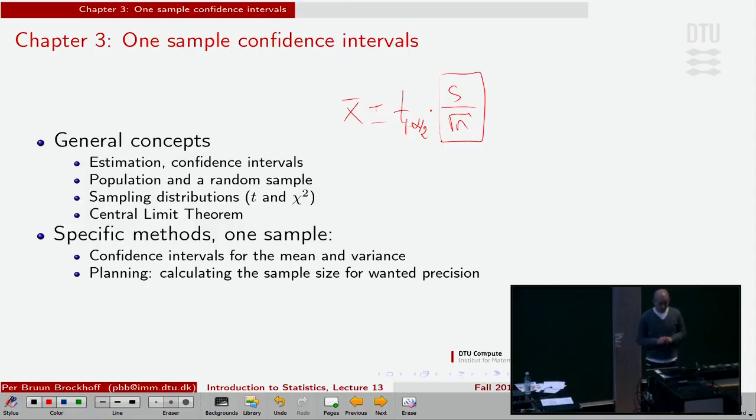A confidence interval is a tool which, if we use the standard 95% confidence interval, from time to time will include the true value, that is the true mean. In this case, it's a confidence interval for the mean mu in 95% of all cases. That's the classical long-term frequentist interpretation of a confidence interval.